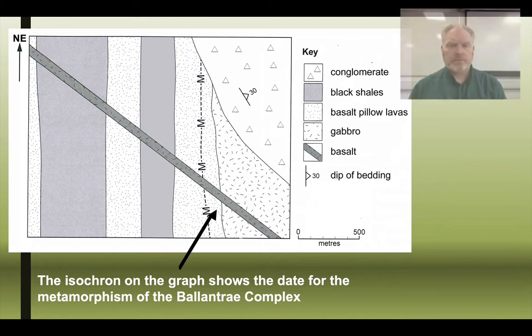Okay, this is a very simple map of parts of the Ballantrae complex, and it illustrates some of the relative ages we're talking about here. Now you have a graph showing the isochron for the metamorphism of the Ballantrae complex.